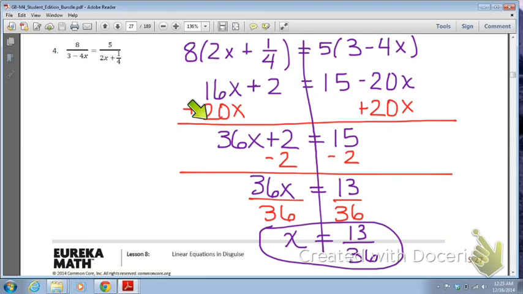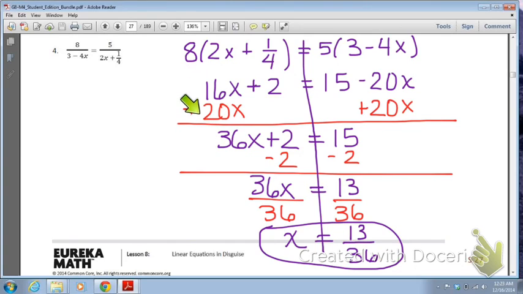Okay, some people, I should mention, are still trying to add things like 20x plus 2. Those can't go together because the 2 is a constant term and the 20x is a variable term. So there's no way to use the distributive property to put those together. I can only do that if they both have the same variable part, because I can factor it out and use the distributive property.